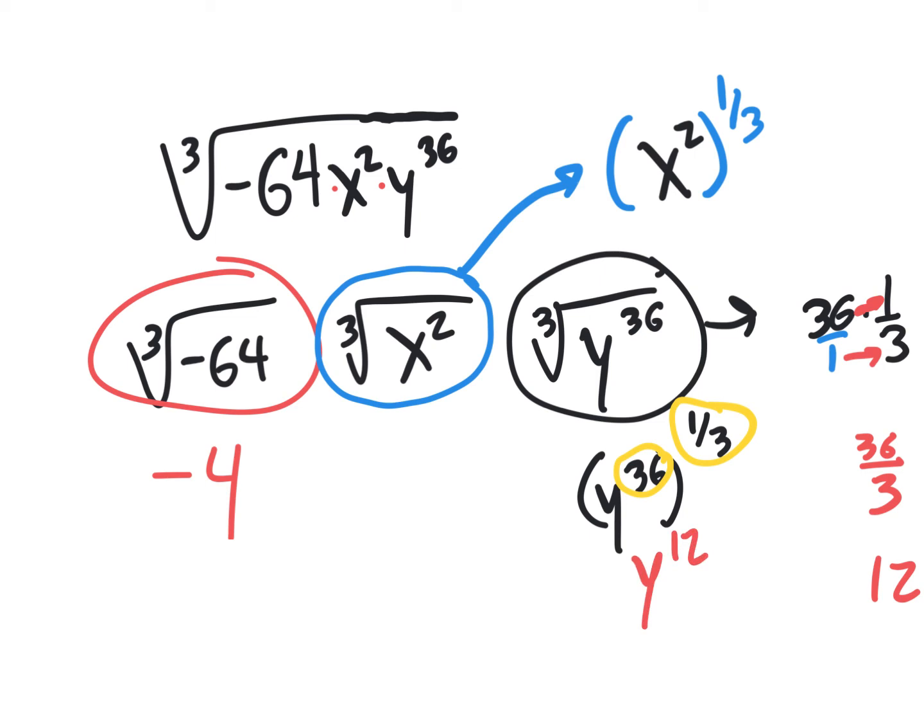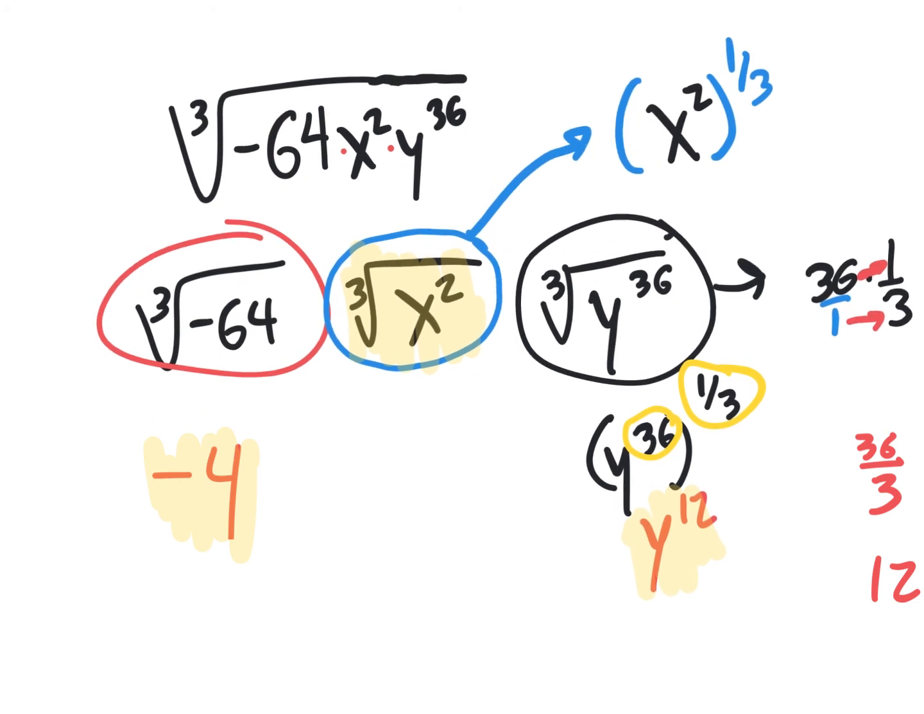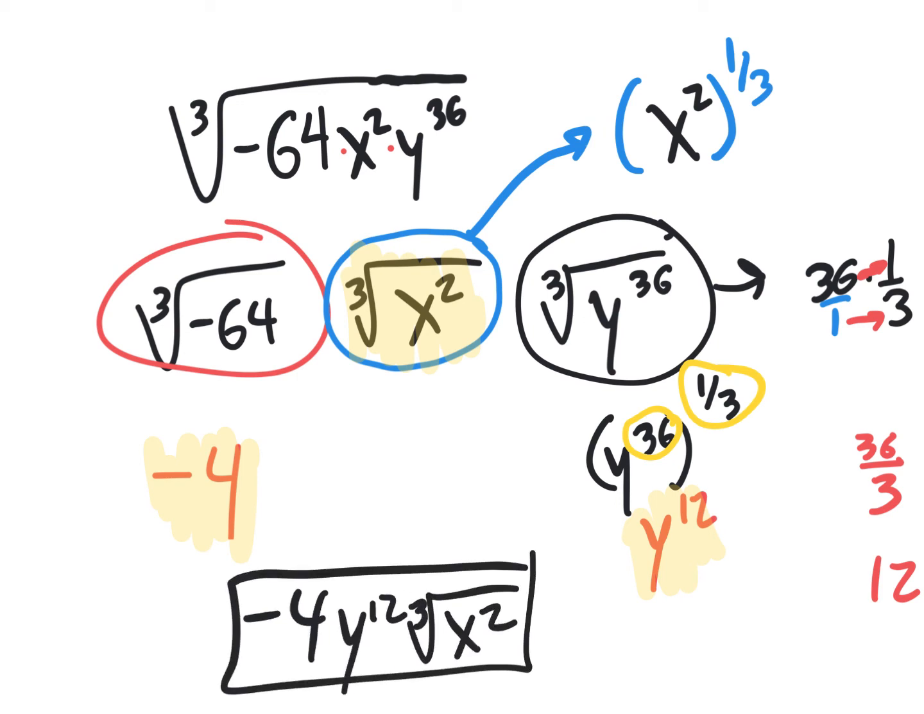So what is our answer so far? We have this answer, negative 4. We have this answer, which we couldn't do anything with, and we have this answer. So how do we write our answers? Of course, everything that's in the root stays in the root. Everything that's on the outside of the root, we put in front of the root. So our final answer will be negative 4 y to the 12th, the cube root of x squared.